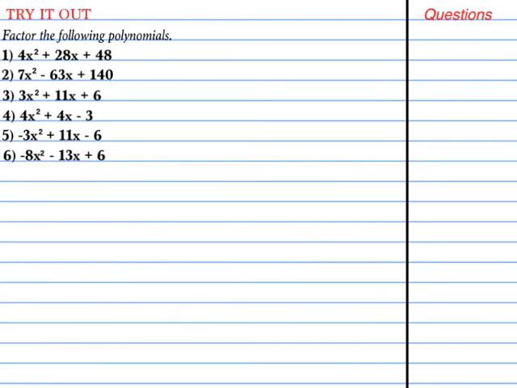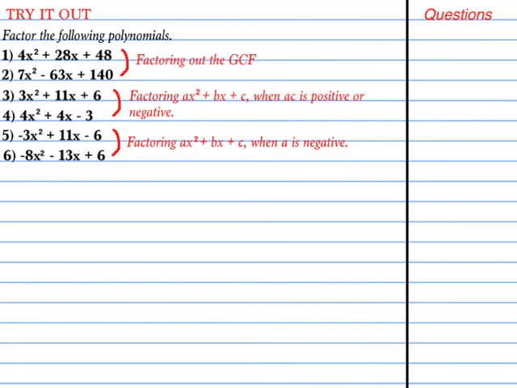So here's your try it out. There's 6 polynomials here I'd like you to factor where a is something other than 1. You can break it out into each section for examples. You have factoring out GCF for these two, and you have factoring when AC is positive or negative, and then you have factoring when the A is negative. So go back to those examples to help you factor completely for each one.